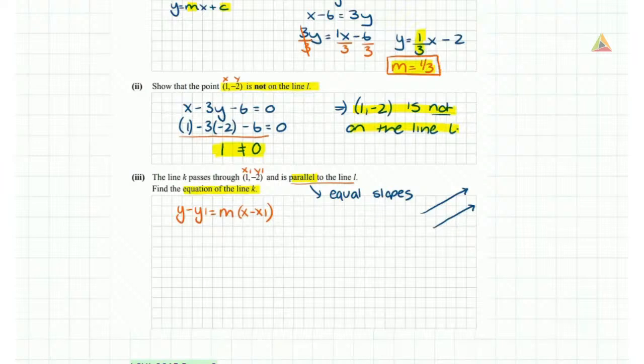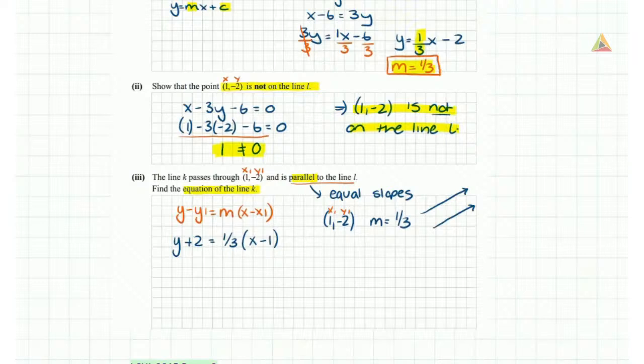So we have our point. Our point is (1, -2). And now we have our slope as well. It's the same as the answer from part 1, so that's going to be 1 over 3. And we're just subbing into our equation. So we have y minus y1, so that's going to be y plus 2 is equal to 1/3 times x minus 1.